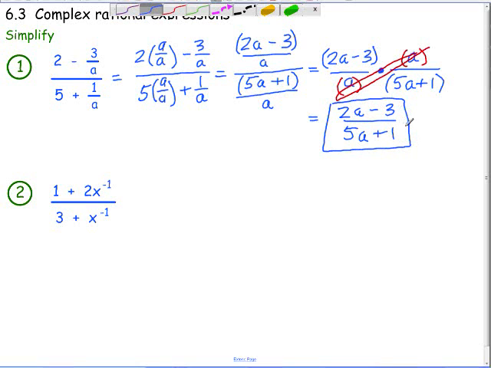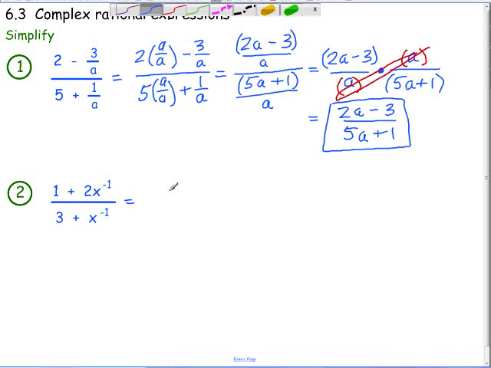Remember that when you are simplifying, you cannot simplify terms. Terms are when you've got something added to something else. You can only simplify when you've got factors, where you've got a product, things being multiplied by each other.